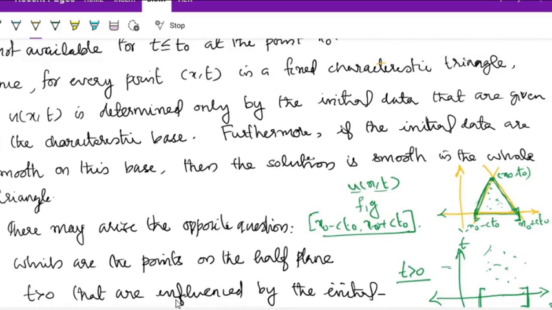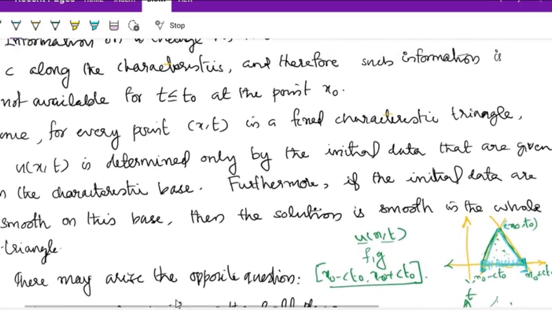Okay. So furthermore, if the initial data are smooth on this base, then the solution is also smooth on the whole triangle. So we have this triangle, which is the characteristic triangle of the fixed point x naught, t naught, and we know that for any x and t, u at x, t will depend on the value of the initial data along the characteristic base. Characteristic base means this closed interval x naught minus c t naught to x naught plus c t naught.